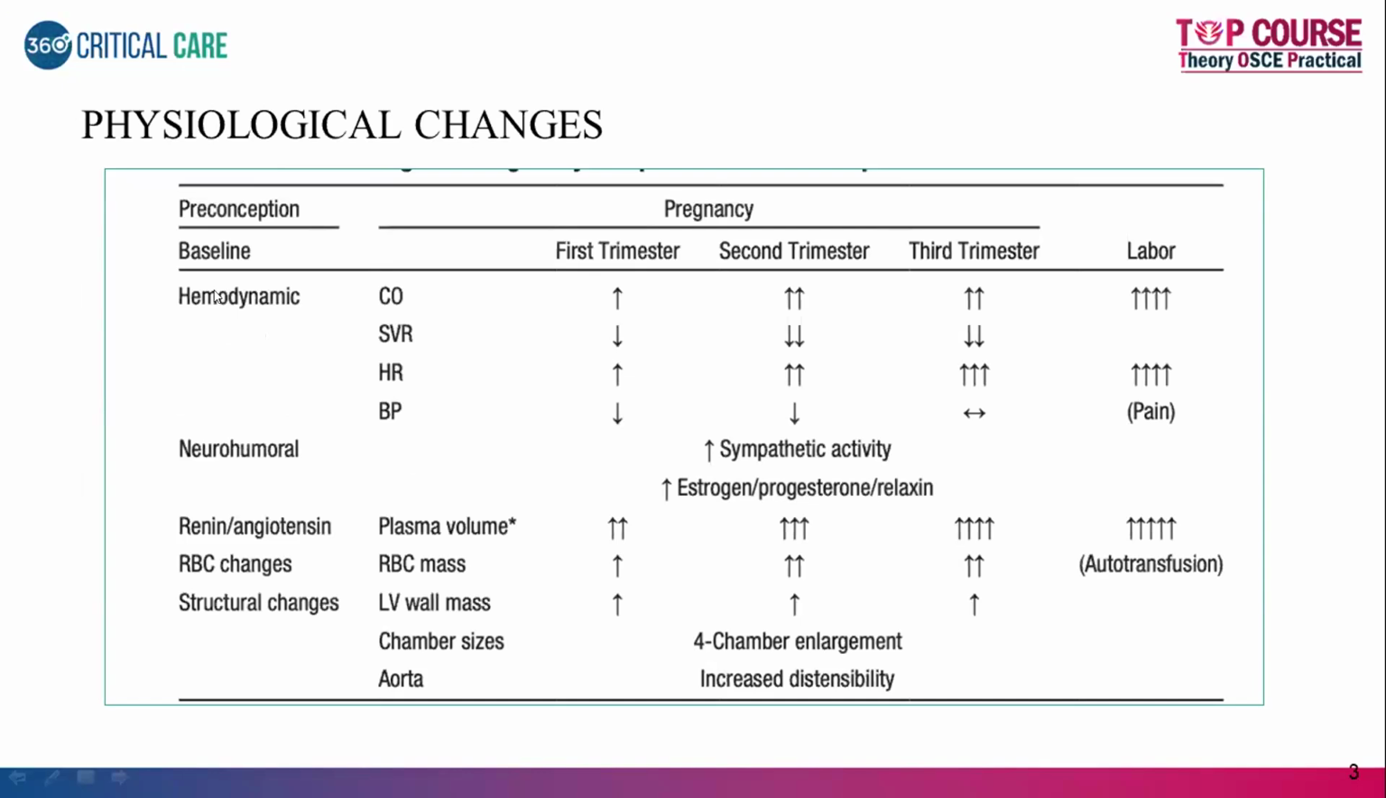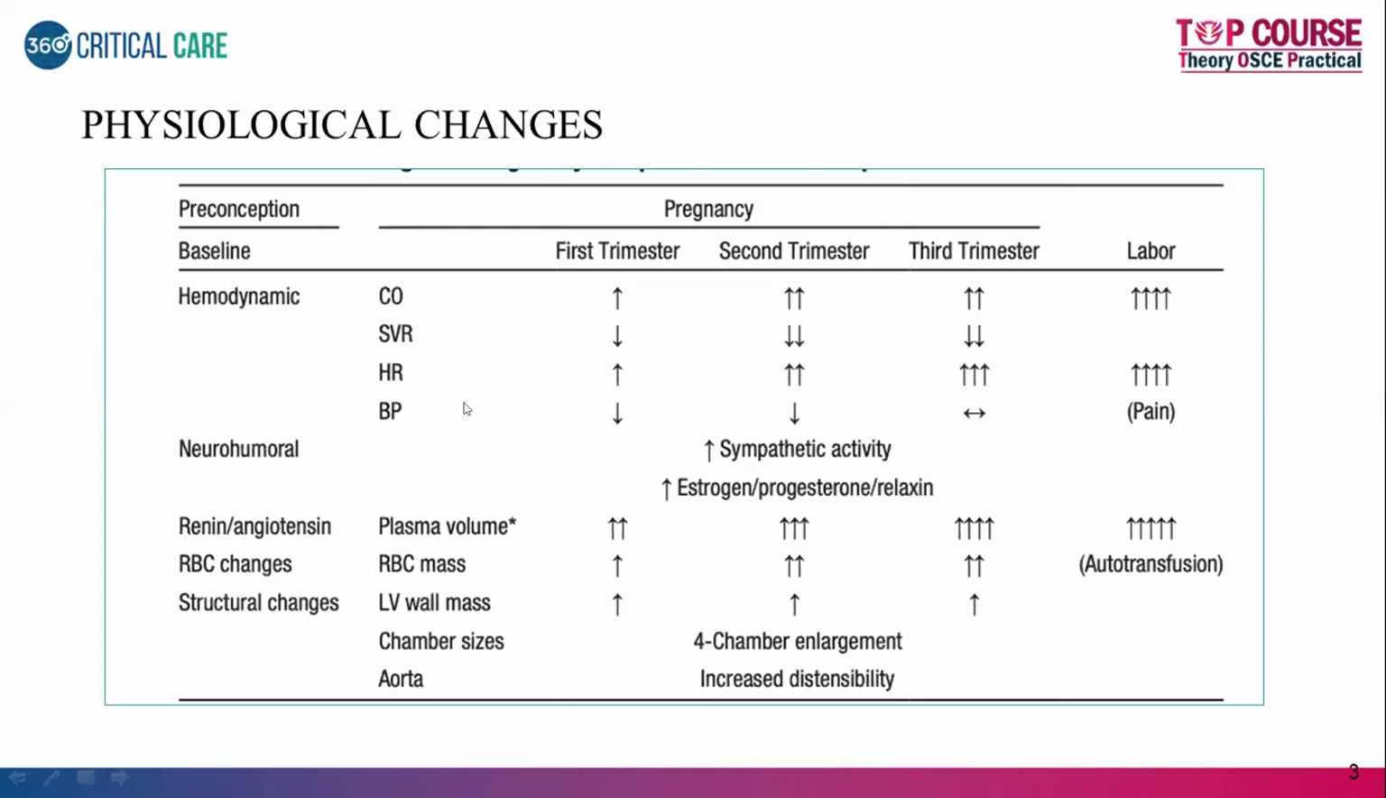So in the hemodynamic components, your cardiac output will be slightly elevated in the first trimester compared to your baseline. Second trimester, a little higher. Second and third trimester, and during labor, your cardiac output will be at the highest. Now coming to your systemic vascular resistance. It is reduced in the first trimester, comparatively further reduced in your second and third trimester.